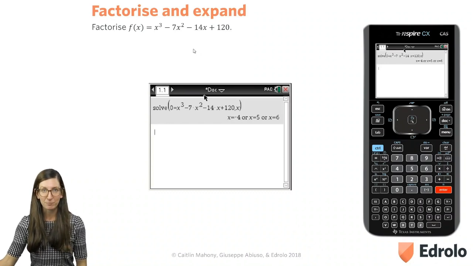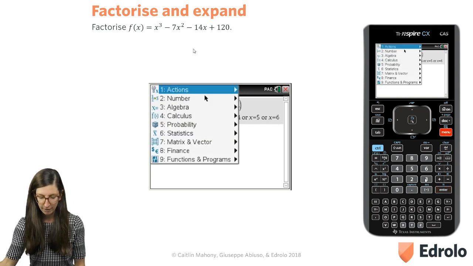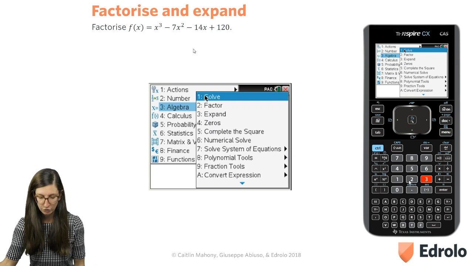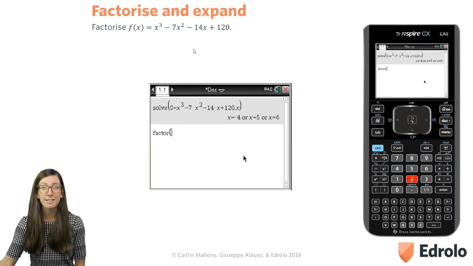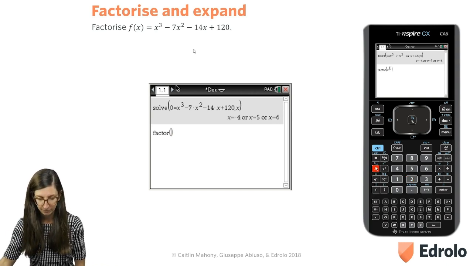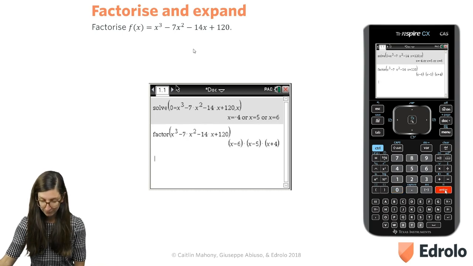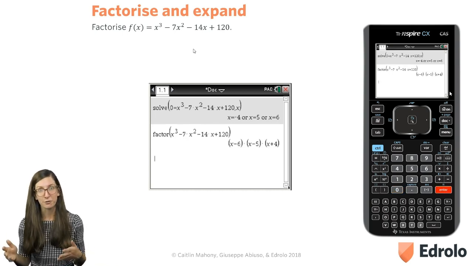Factorizing and expanding. So we've been asked to factorize this function. We can do that using the factor function of our calculator. So let's go. Menu, 3 for algebra, and then 2 for factor. So similarly to solve, we type in what we want to do the factorizing to. In this case, we just want to factorize the right-hand side of the equation. So we just type in the right-hand side of the equation. And when it's typed in, we press enter.